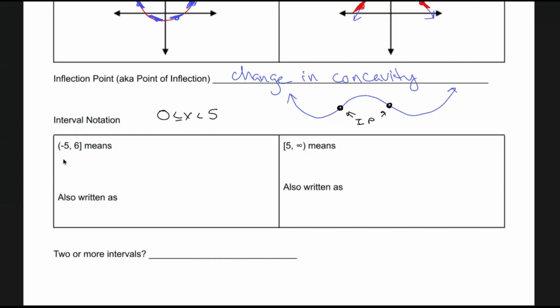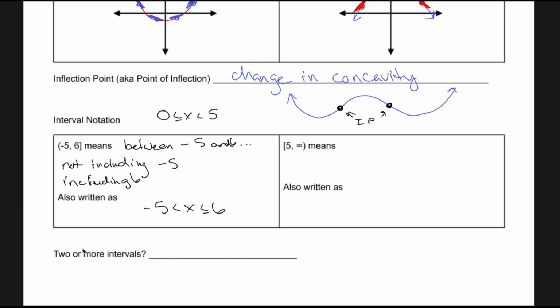What a parentheses means is between -5 and 6. But when it's a parentheses, you don't include -5, but you do include 6. So the bracket means you are including it, and the parentheses means you don't. So you would write this out as -5 is less than, but not including, x, which is less than but including 6.